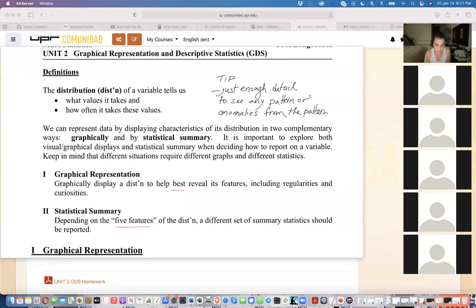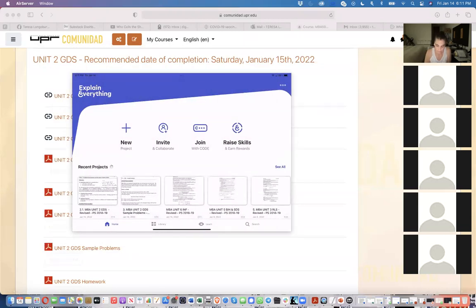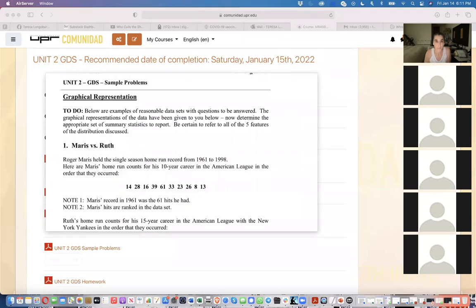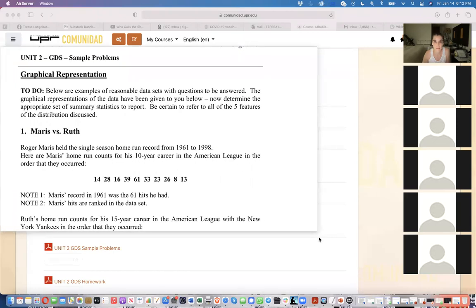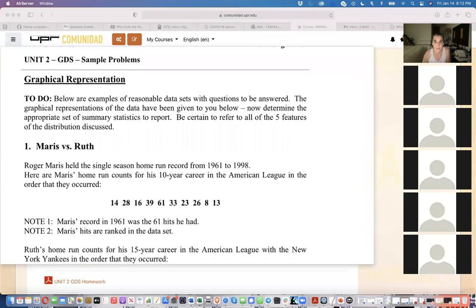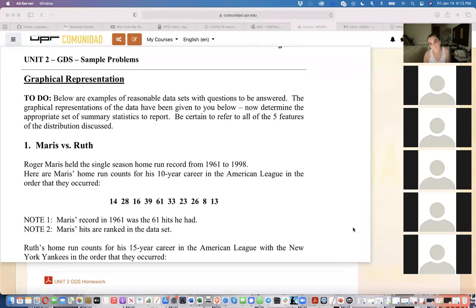So this is the document, lecture notes. And there's another document called sample problems. Now this document is where we have some sample data sets. Anyone like baseball? Are Haitians into baseball? This is a baseball example, American baseball.